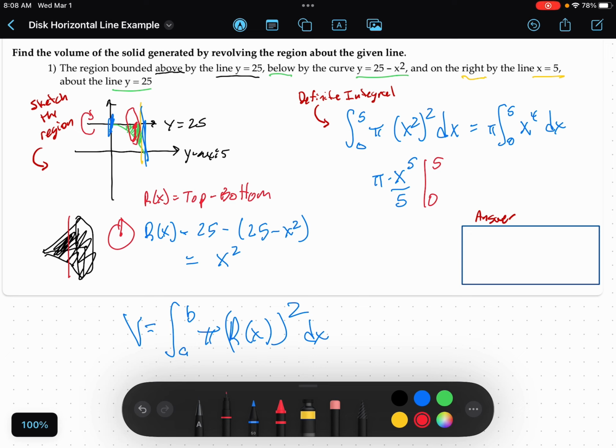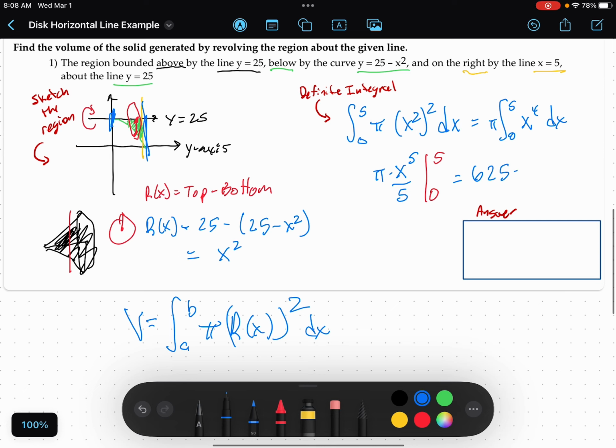X to the 5th over 5. When I plug 5 in there, 5 to the 5th is 3,125, and then when you divide by 5, you get 625. So I'm just going to skip right to that. That's 625 pi minus 0. So then my answer here is just 625 pi.